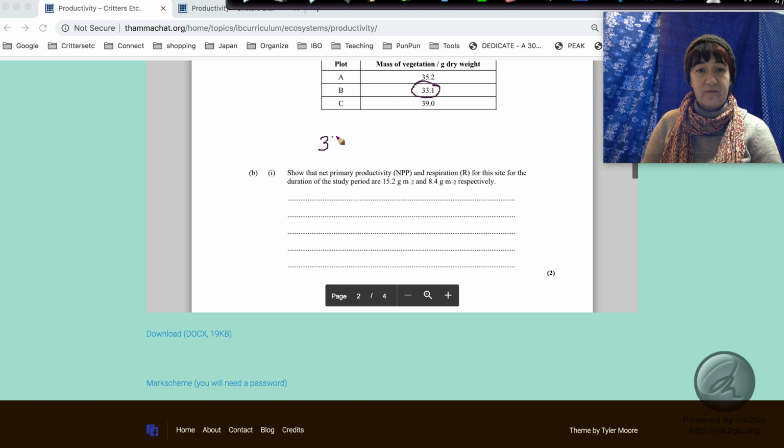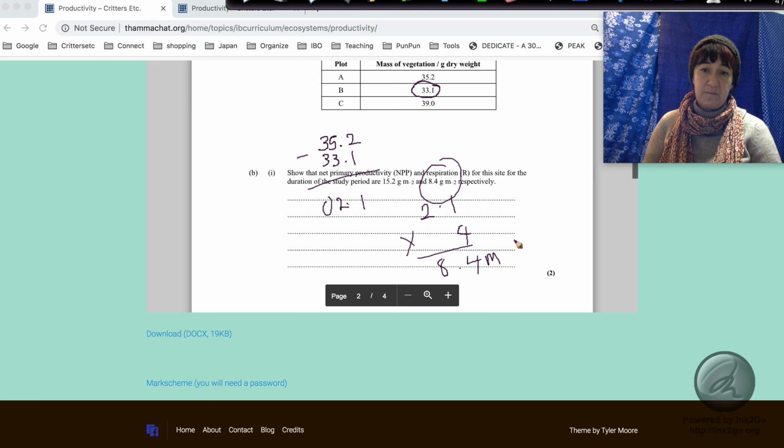So 35.2 minus 33.1. So we get 2.1. We have to multiply it by 4. And we get 8.4, and that's our answer. Okay, 8.4 grams per meter squared. Okay, that's the answer.